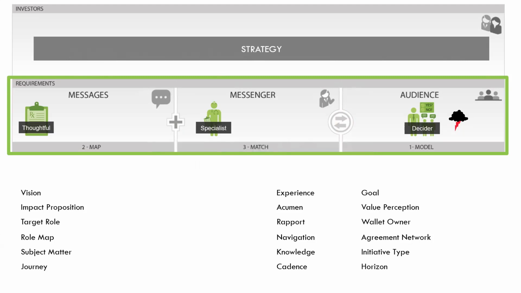And that acumen is going to be different at different altitude levels. We need to be able to make sure that the salesperson has the ability to establish a rapport with an individual wallet owner at the targeted role elevation that we're building. We need to make sure that our salespeople have the skill to navigate an agreement network based on the role model that we've got, so it's not so overwhelming. We need to equip them or make sure that they have the knowledge, a general understanding about how a program level initiative works and how to work with a program level subject matter expert.